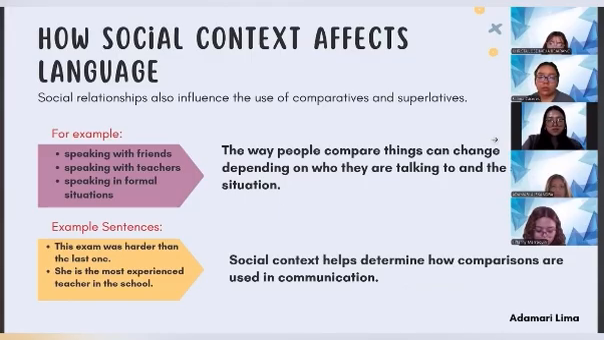How social context affects language. Social relationships also influence the use of comparatives and superlatives. The way people compare things can change depending on who they are talking to and the social situation. For example, speaking with friends, speaking with teachers, speaking in formal situations. Social context helps determine how comparisons are used in communication. Example sentences. This exam was harder than the last one. She is the most experienced teacher in the school.